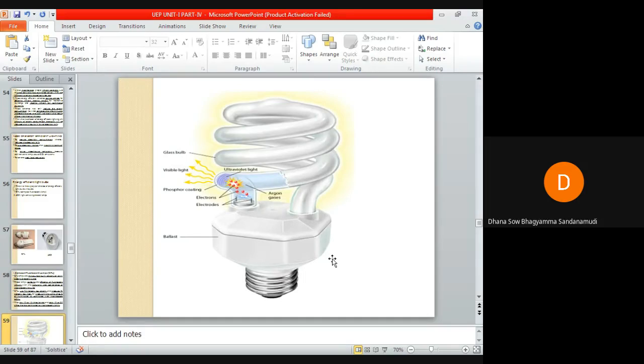In this diagram, we can see the tube of this compact fluorescent lamp. Within this tube, two electrodes are there. The inner periphery of this tube is coated with phosphorus coating, and inside the tube, argon gas and mercury will be there. And at the bottom of this tube, a ballast may be fixed. The ballast may be internally connected or it can be externally connected. In this diagram, it is an internally connected ballast. This is the ballast which is integrated with this tube.